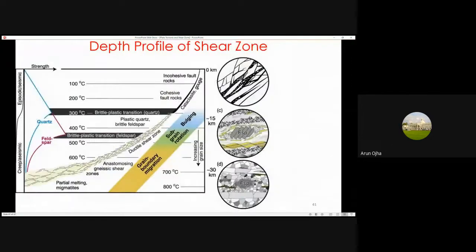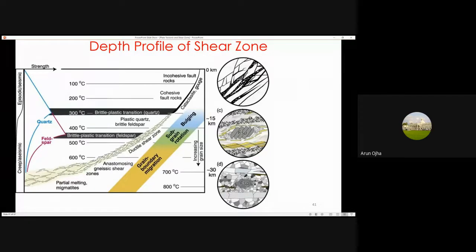So let's see how these shear zones behave at different depths. As we go deeper, we know that the temperature will be higher, and hence the rheological properties of the rocks will change. At around 300 degrees centigrade, mostly the silicate rocks enter the brittle-ductile transition zone, which is at around 10-kilometer depth.